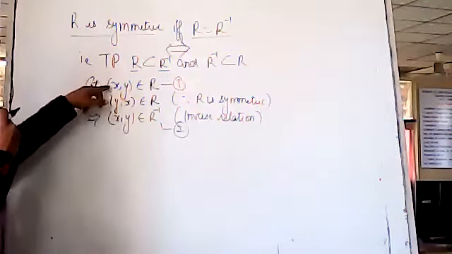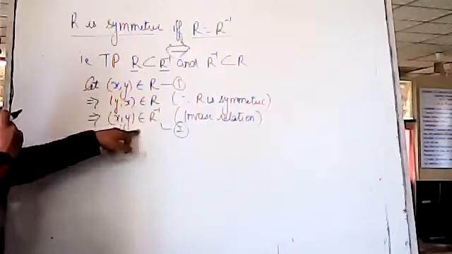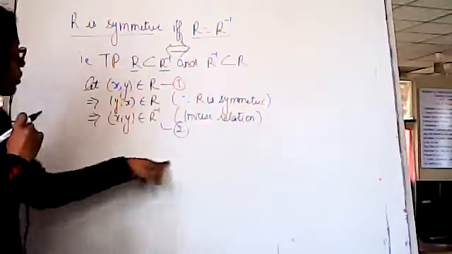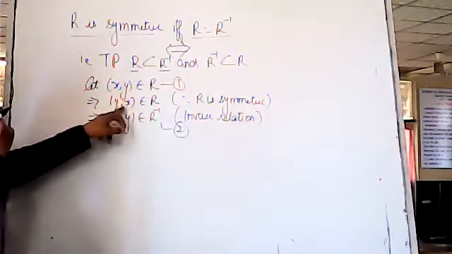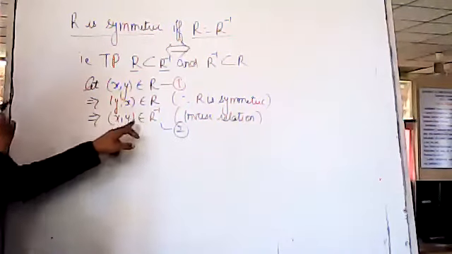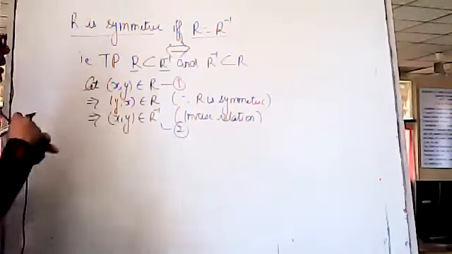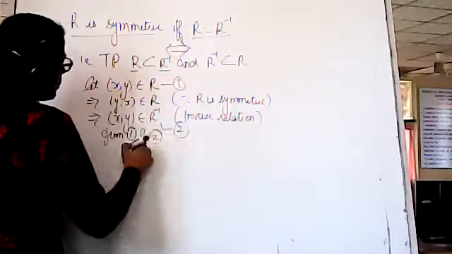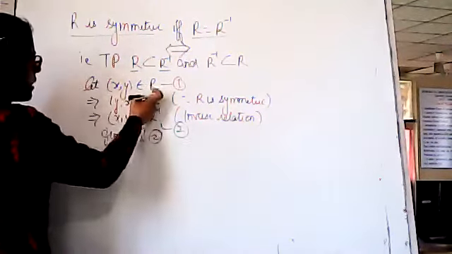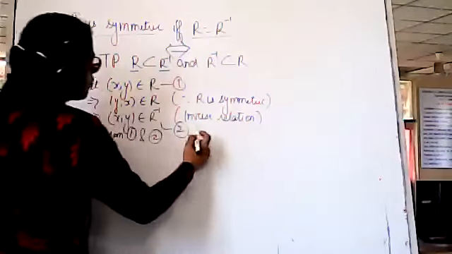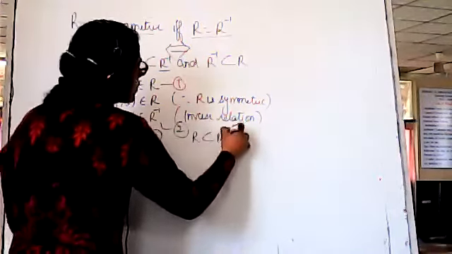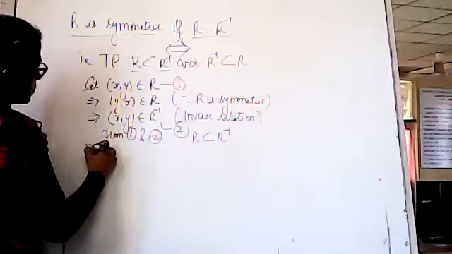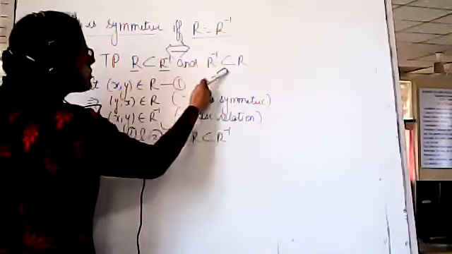Now we want to prove that ordered pair XY belongs to R inverse. For this, we have used the definition of inverse relation. So by definition of inverse relation, if ordered pair YX belongs to R, then ordered pair XY belongs to R inverse. From 1 and 2, the ordered pair is in R, but we have proved it is in R inverse. We get that R is a subset of R inverse. Now, we want to prove that R inverse is a subset of R.